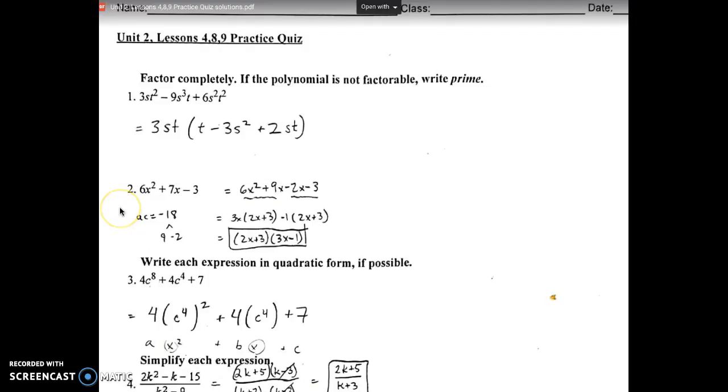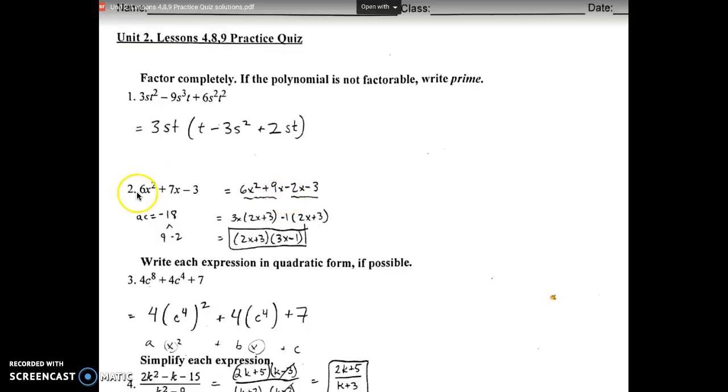For question 2, we've got 6x squared plus 7x minus 3. And for this one, if I look for a GCF, I'm not going to be able to find anything, so I'm just doing basic factoring. Doing a times c, 6 times negative 3 is negative 18. So I'm looking for 2 numbers that multiply to negative 18 that add to positive 7. Those numbers are 9 and negative 2. So I'm going to be splitting up the 7x into 9x minus 2x.